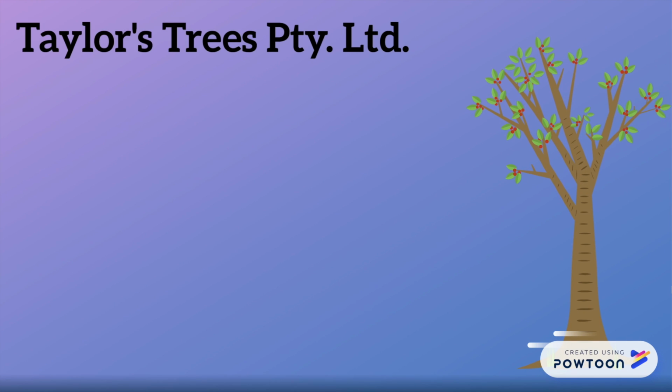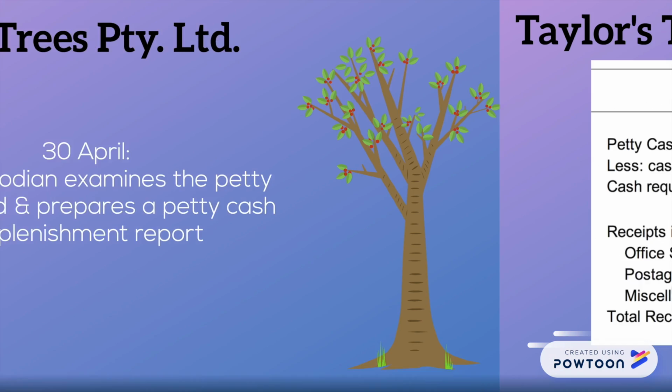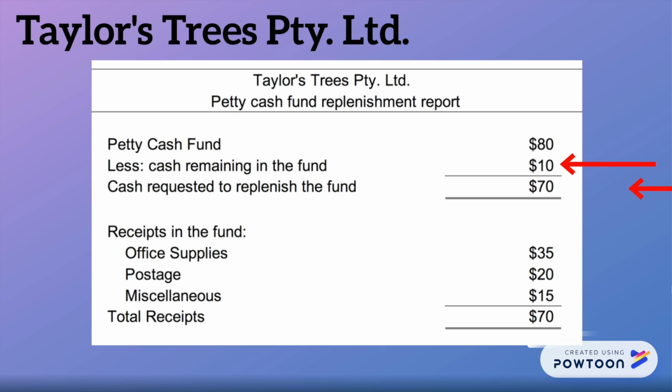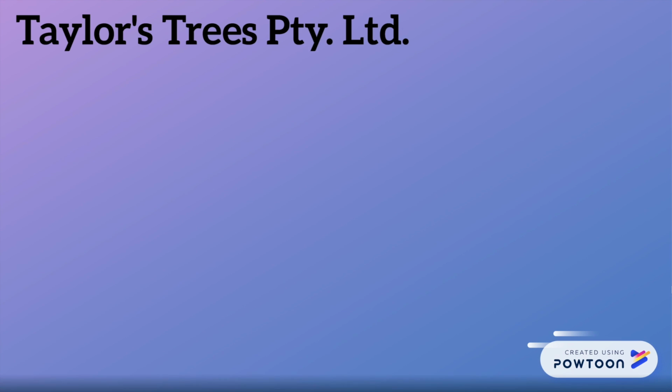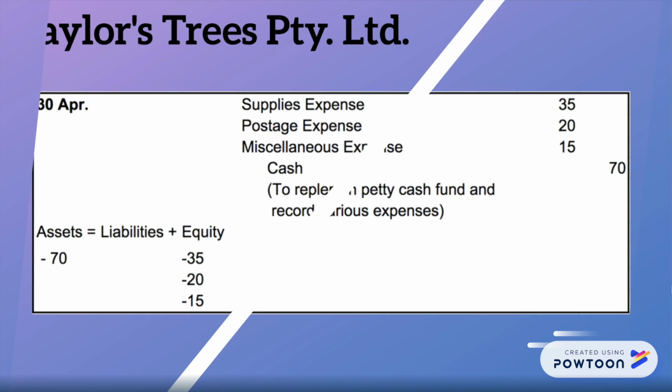Let's revisit Taylor's Trees. On April 30, the petty cash fund is examined and the custodian prepares a petty cash replenishment report. There is $10 left in the fund with $70 needed to replenish it. This amount is the same as the total receipts. This is recorded in a journal entry with the entire process repeated every time the fund needs replenishment.